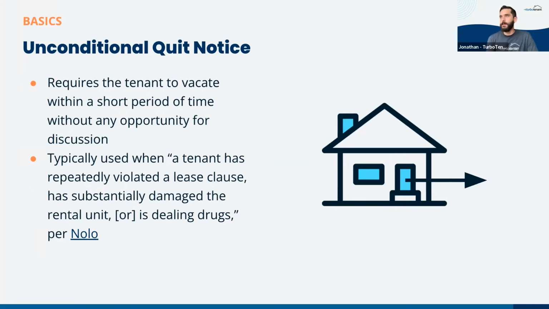We have a quote from them that all states allow landlords to use unconditional quit notices when a tenant has repeatedly violated a lease clause, has substantially damaged the rental unit, is dealing drugs, or for other specified reasons. There are state rules on when a landlord can use an unconditional quit termination notice and how much time the landlord must give the tenant to vacate. So just driving that point home, please do check on your individual state.